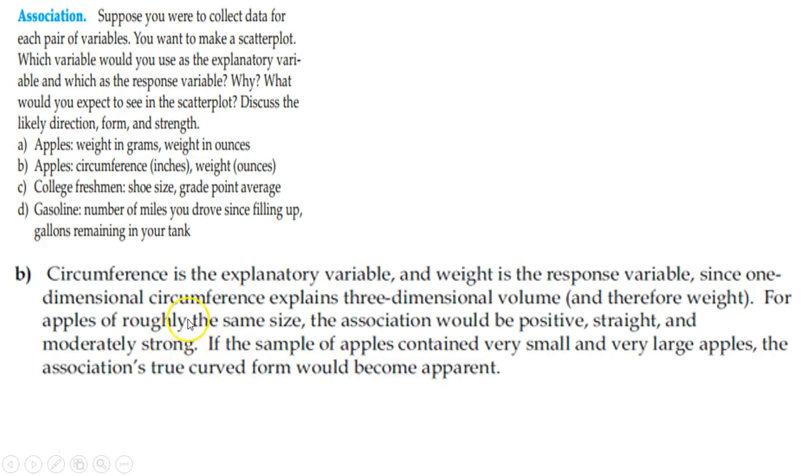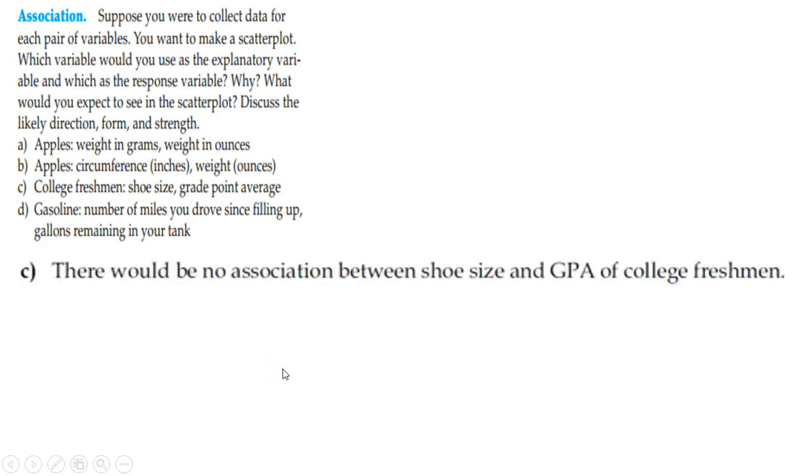So for apples of roughly the same size, the association would be positive because the larger they are, circumference-wise, more than likely the heavier they are, right? And it would be probably pretty straight, right? And pretty strong, but depending on the specific weights, it's not going to be a perfect line because it's not a direct conversion from one to the other. If the sample of apples contained very small and very large apples, the association's true curve form would become apparent.